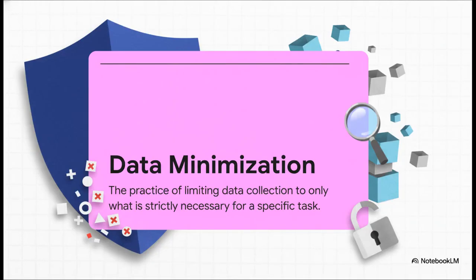And this principle has a name: data minimization. It means before you collect even one bit of information, you have to ask yourself, do I absolutely 100% need this to make the AI work? And if the answer is no, then you just don't collect it. It's a proactive defense. By shrinking your data footprint, you shrink your risk. It's simple. If you don't have the data, it can't be stolen.